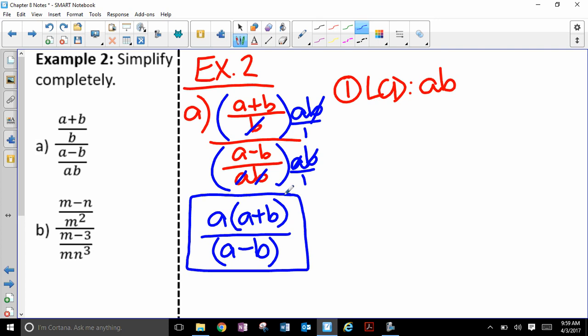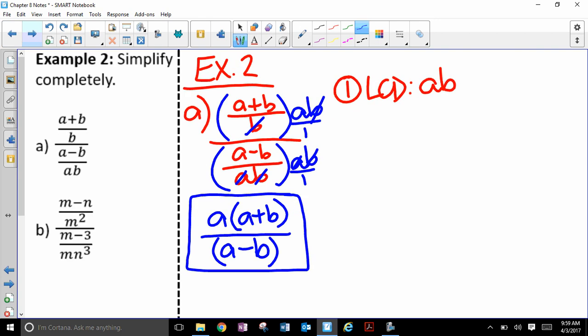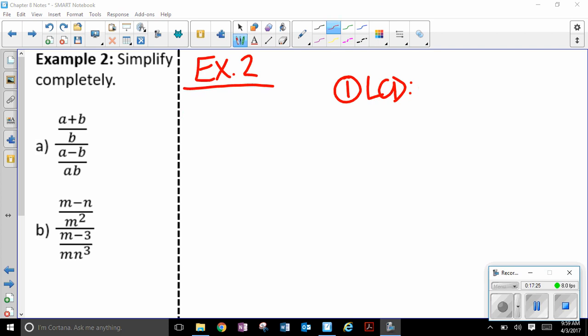And this is simplified because now you only have one fraction. Simplify means we can't have fractions within fractions. You can just have a single fraction bar like we have there that's boxed. Or like we had here, we had 35 halves. Okay, so then let's go ahead and try part B.